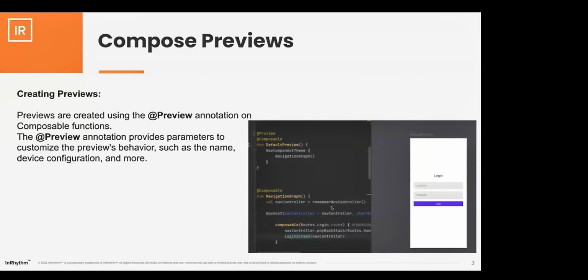On the screenshot on the right, we see that we have this function called DefaultPreview, and it has the @Composable annotation, meaning it's a composable function. And now we can also see a preview of this composable by giving it that @Preview annotation on the top. And this is why we have this preview on the right, where we can see the preview of this login screen.